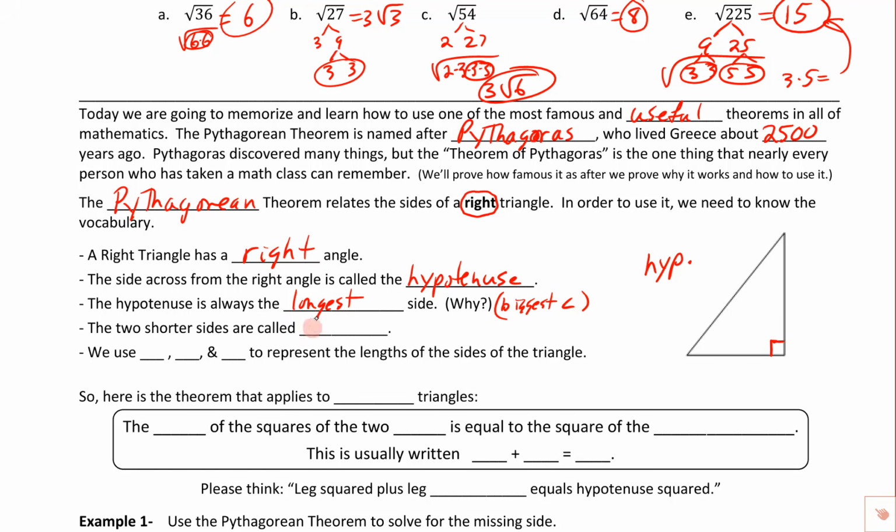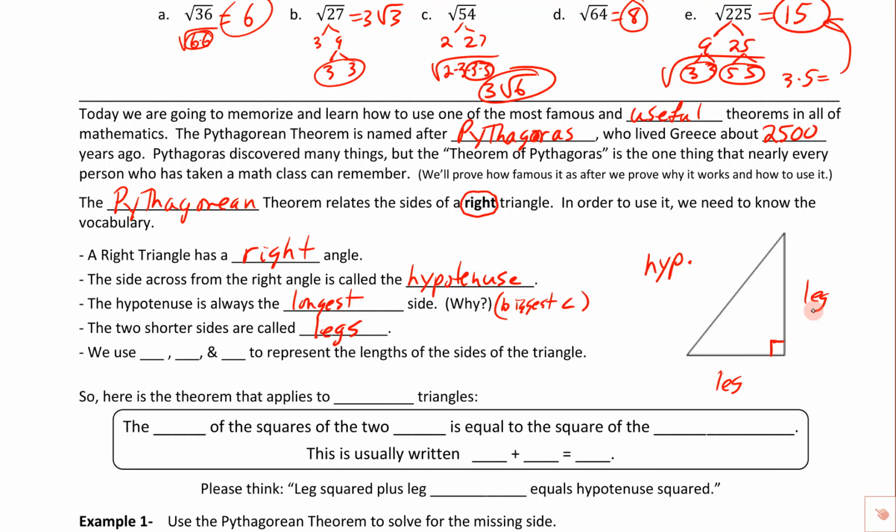And the two shorter sides, they have a special name. Well, sort of. They're just called legs. All right. So this is the hypotenuse, this over here is a leg, and this over here is a leg. It doesn't really matter which is which. There's nothing special about the two of those. We just call them legs.